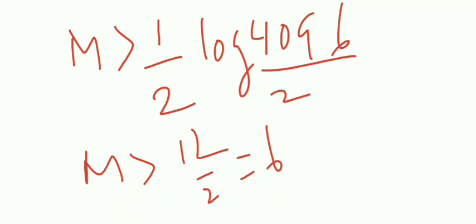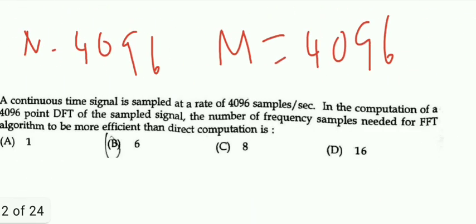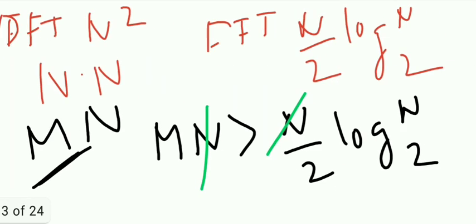So what is the thing? Option B is the correct answer, because it needs 6 samples more. DFT calculation or direct calculation requires 6 samples more, or FFT needs 6 samples less. That's what the question is. Clear? Next one.